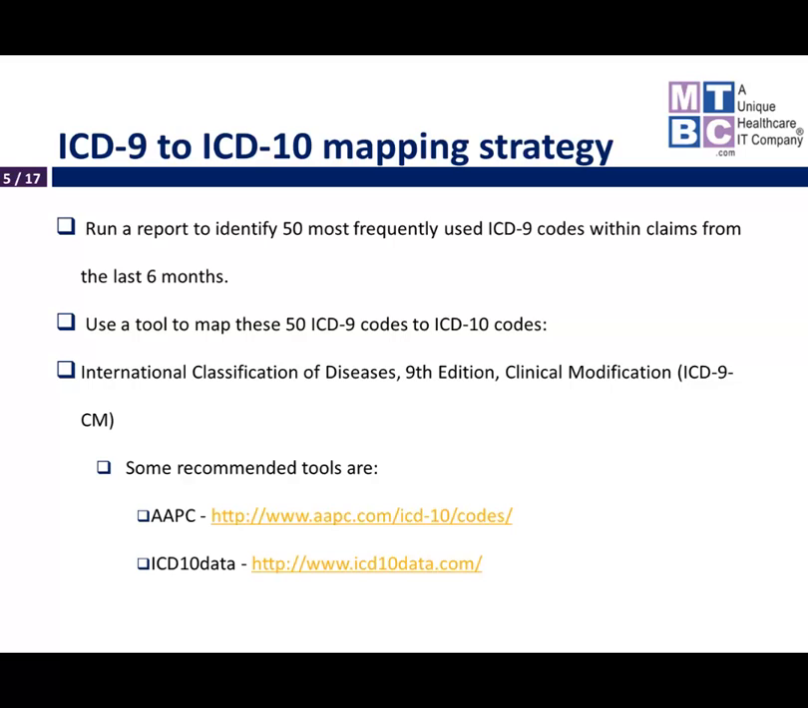And then you would use a tool to map these 50 ICD-9 codes to ICD-10 codes. Again, I should state that for existing clients, we will provide that service, the mapping of your top 50 ICD-9 codes to ICD-10 codes. Of course, it'll be a lot more 10s than 9s. The average ratio is about 3 to 1 across all codes. For certain specialties, it's a lot higher.